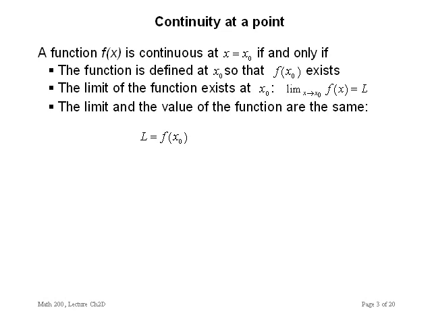Here's the definition of continuity at a point. A function f is continuous at the point x equals x naught if and only if the function is defined at x naught so that the value exists there, the limit of the function exists at x naught, and I'm going to call that L, and the limit and the value are the same.